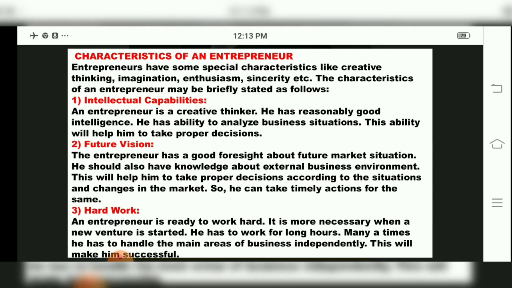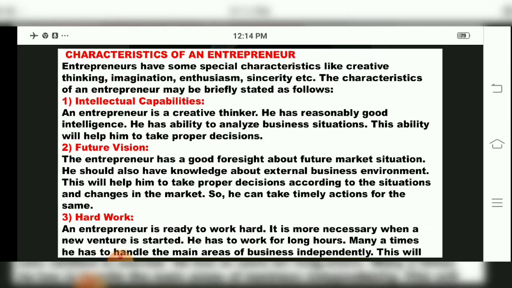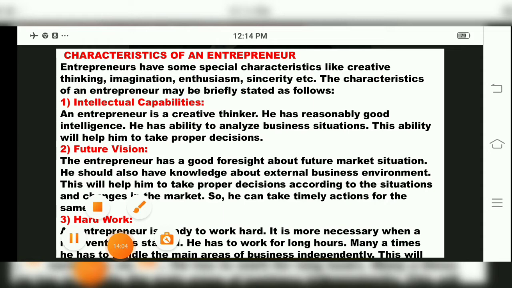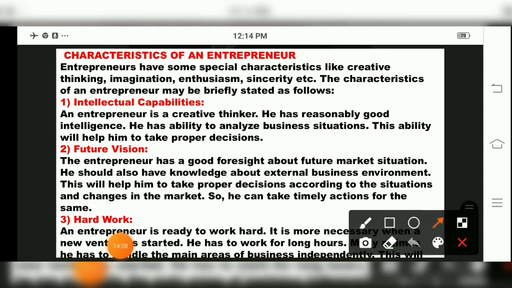See, we finished with introduction, history, concept, definitions. 3 definitions are there, and the next point in this chapter is what? Characteristics of an entrepreneur. Now what are the characters we require for entrepreneurship, children? We'll go one by one. So characteristics of an entrepreneur, we'll see one by one.